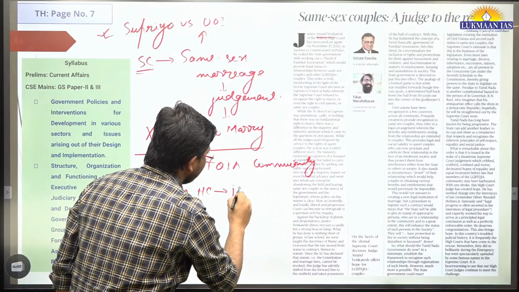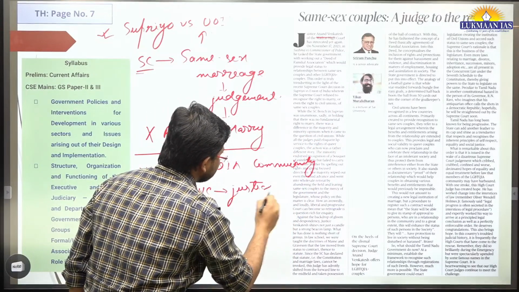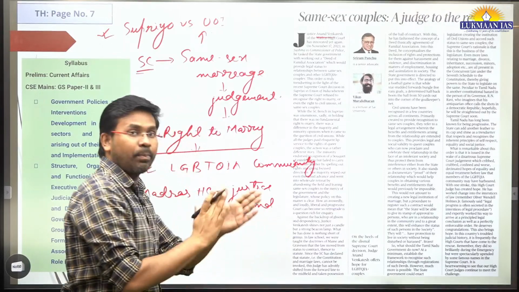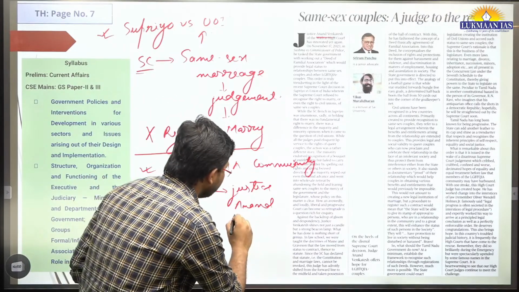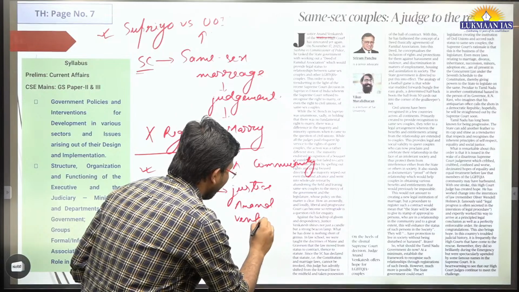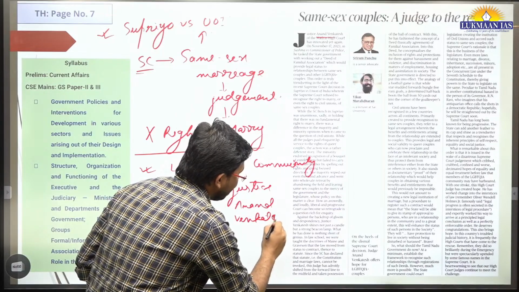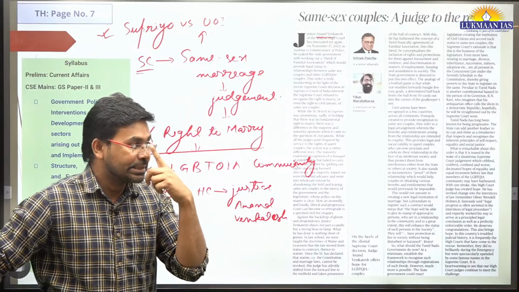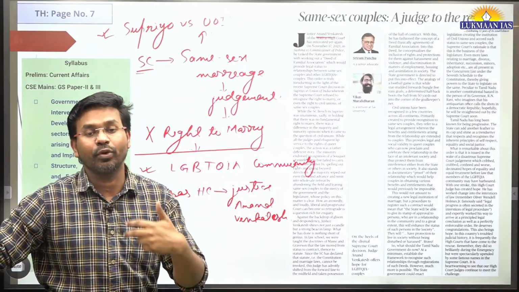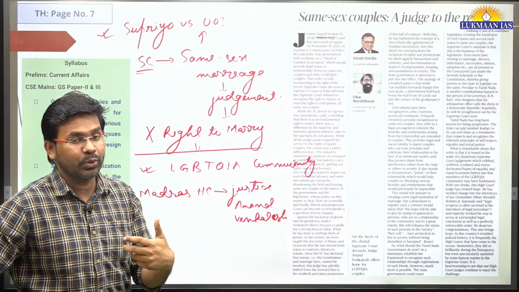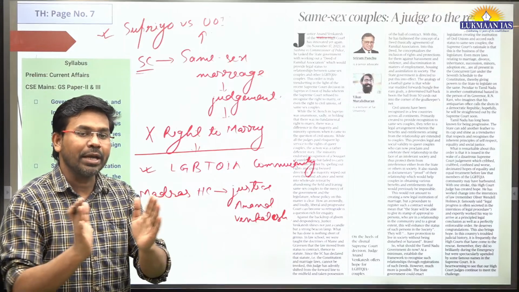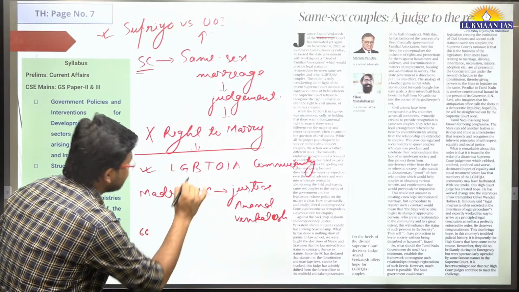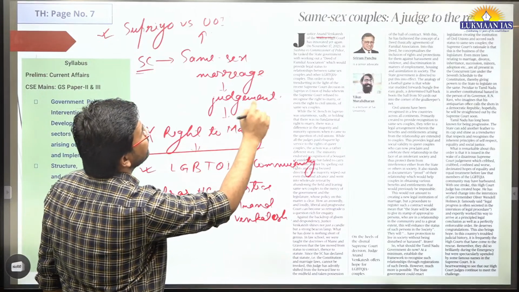I'm going to write the name of this particular justice. Why? Because this justice has been given applause by this author. Justice Anand Venkatesh. He has come across cases where same-sex couples were asking for the right to marry. They were asking for the right to, let's say, legally have a union.